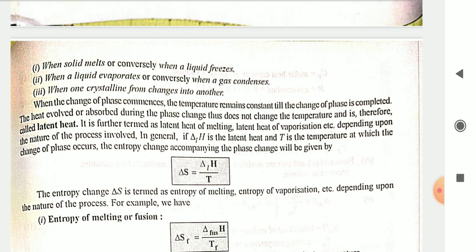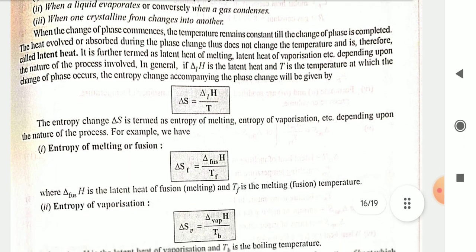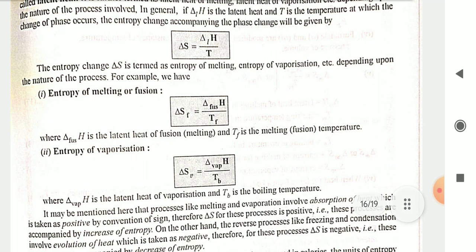The entropy change delta S is termed as the entropy of melting, entropy of vaporization, depending upon the nature of the process. For example, the entropy of melting or fusion is delta S F is equal to delta fusion H by T fusion, where delta fusion H is the latent heat of fusion and T F is the melting temperature. Second is the entropy of vaporization. Delta S V is equal to delta vaporization H by T B, where delta vaporization H is the latent heat of vaporization and T B is the boiling temperature.